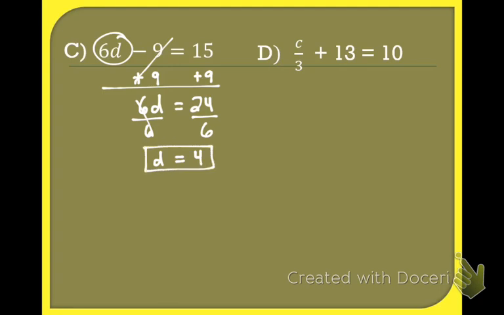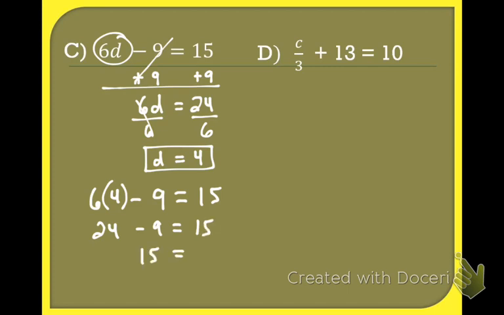So let's come back to the original problem, which said 6 times d minus 9 equals 15. I know what d is now, so I'm going to go ahead and get rid of that. And instead, I will multiply it by 4, since I learned up here that d equals 4. Then I'm going to work from left to right. 24 minus 9 equals 15, and that is true. 24 minus 9 is 15, and that does equal 15. Okay, so now let's go on to the next one.